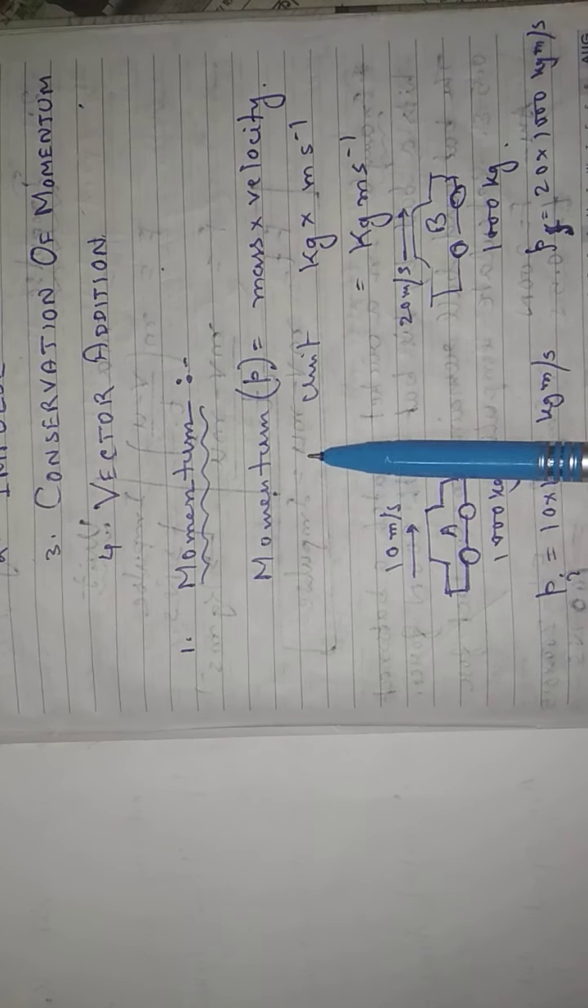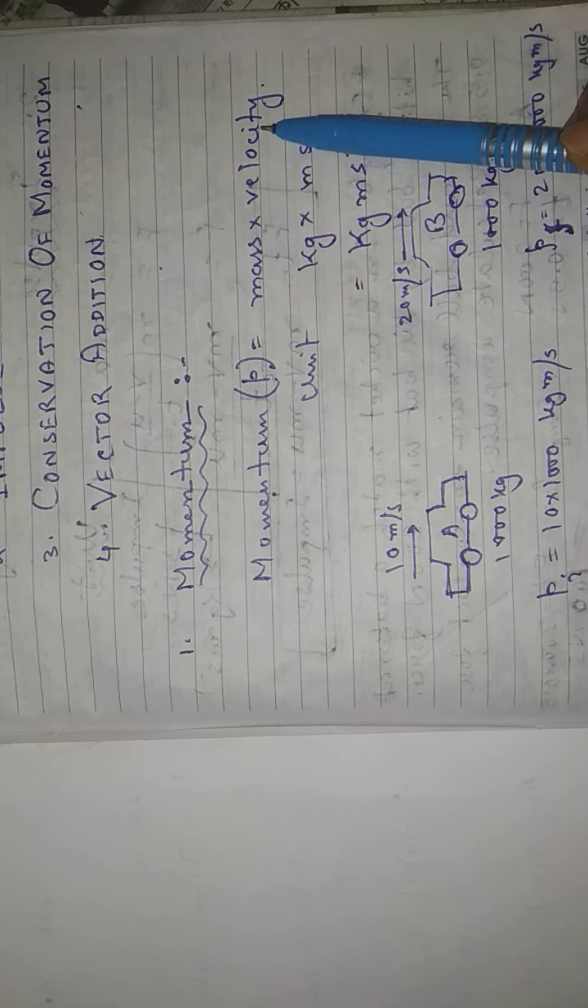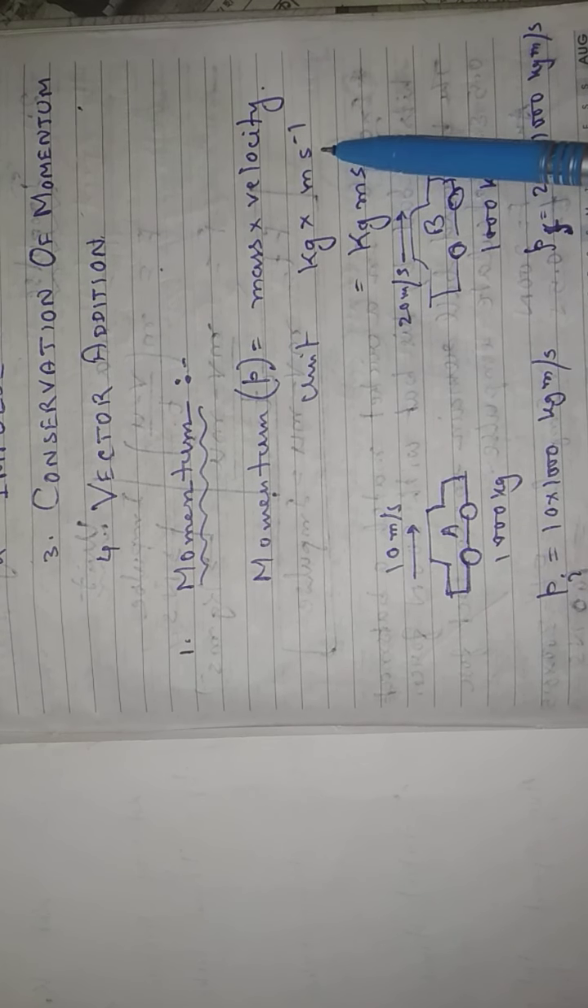What is momentum? Momentum is represented by small letter p, and the formula of momentum is mass into velocity. As far as unit is concerned, the unit of mass is kg, and the unit of velocity is meter per second. So the momentum unit will be kg meter per second.